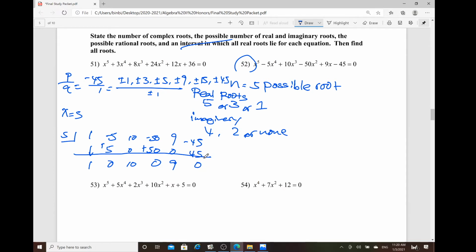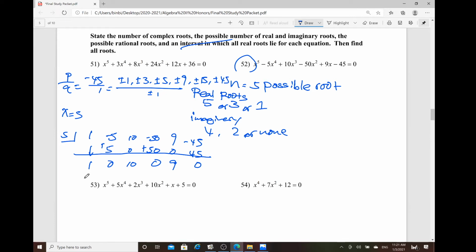So what happens if you end up with a remainder that's non-zero? That means you have to start over with some other possible divisor. Again, the reason I chose 5 is because the majority of the coefficients are divisible by 5. So things such as 5, 10, 50, 45, the majority of the numbers in the coefficients are all divisible by 5. So that's why I chose 5 first.